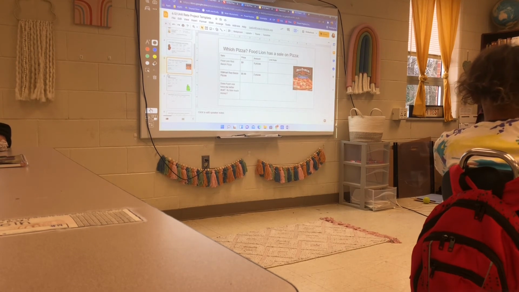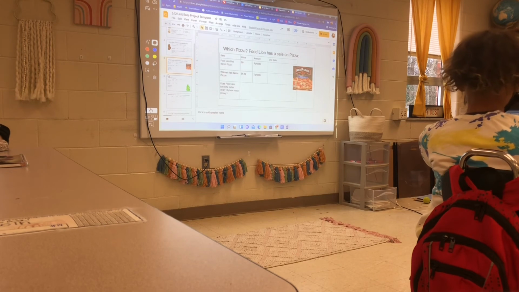And then you should just be able to keep hitting Control V, and it'll keep pasting it. Unit rate is how much each box costs.